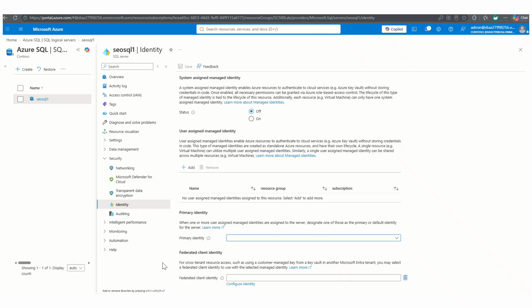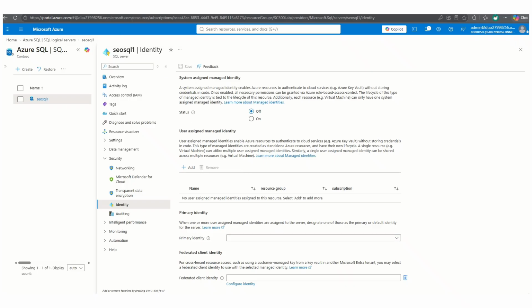over here. Okay. Federated client identity is mainly used for cross-tenant resources, such as using a customer managed key from a key vault in another Microsoft Entra tenant, let's say a partner or a company that has more than one tenant. You may select a federated client identity to use with the selected managed identity. And again, you would configure that right over here. So those are the main components.